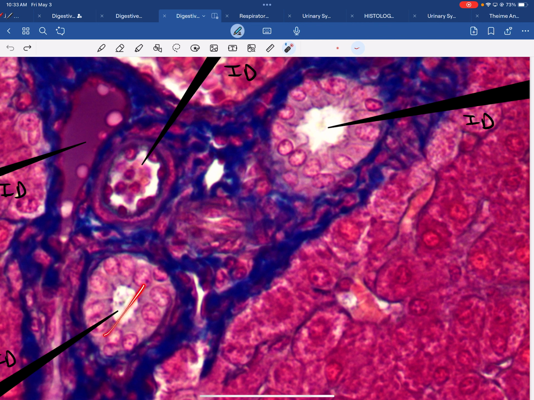What's the function of the bile ductules? Transport bile from hepatocytes to bile duct. Nice, good. To transport bile from hepatocytes to the bile duct to the duodenum. Good. And what does bile do? Good, it emulsifies fats. Good.